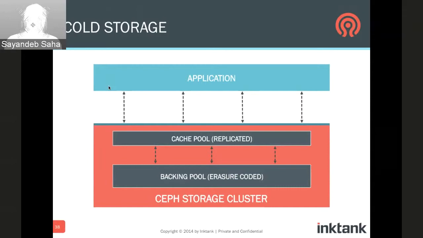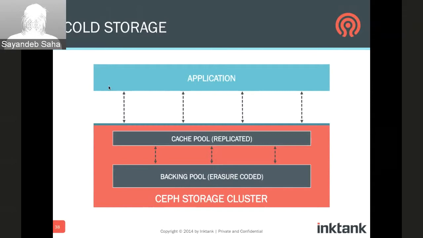And the third one, again, is a variant of the object store use case, but it's called cold storage. It's now real with ICE 1.2. You can have two pools, one pool is a cache for the other, and the backing pool could be erasure coded, or simply replicated based on your need.